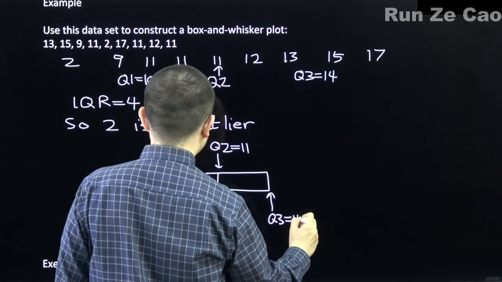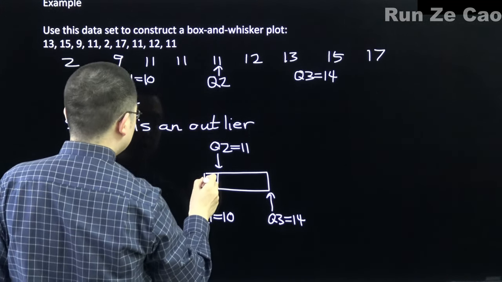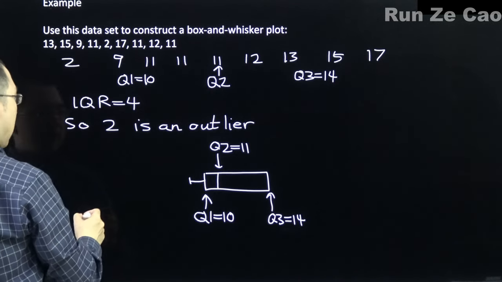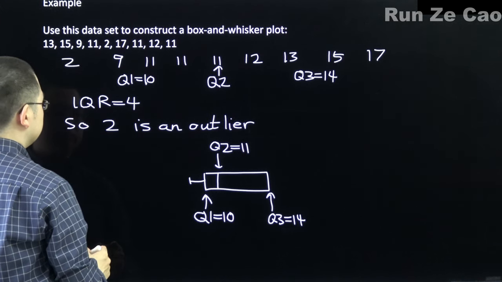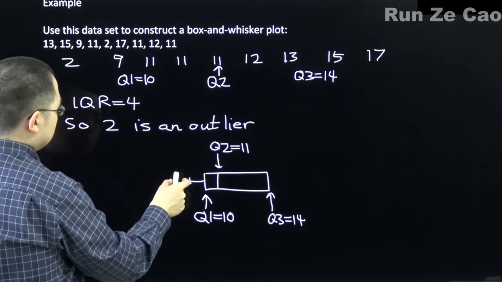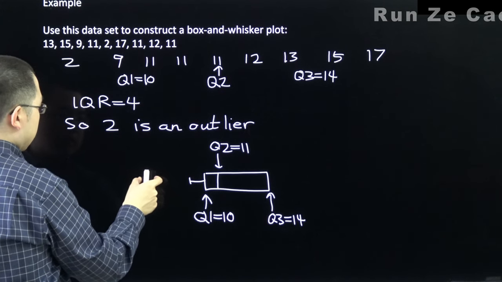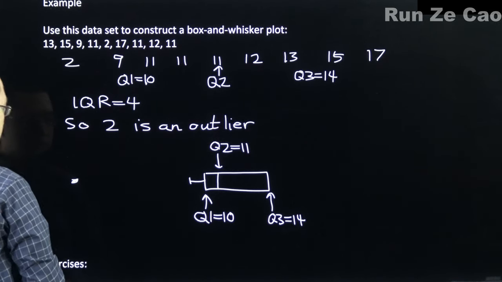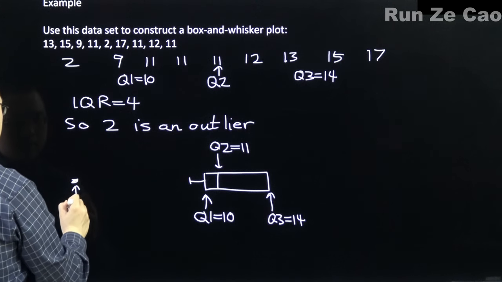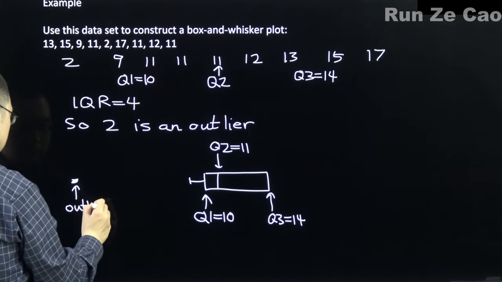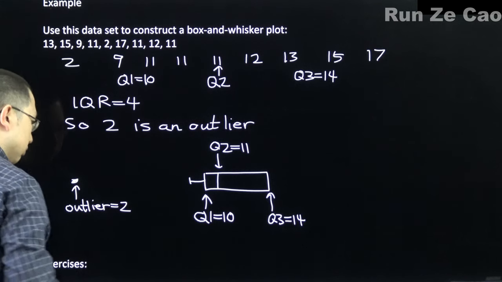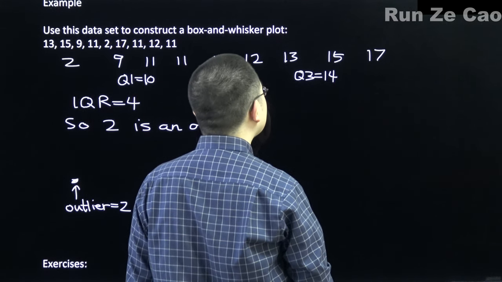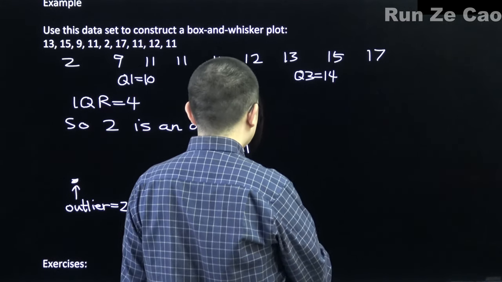And on this end, the whisker would be very short indeed. But then we would have an outlier at 2. Which is 8, 7, 6, 5, 4, 3, 2, roughly here. My outlier equals 2. As you can see, this would be a bit easier if we had a number line. But it can't be helped.